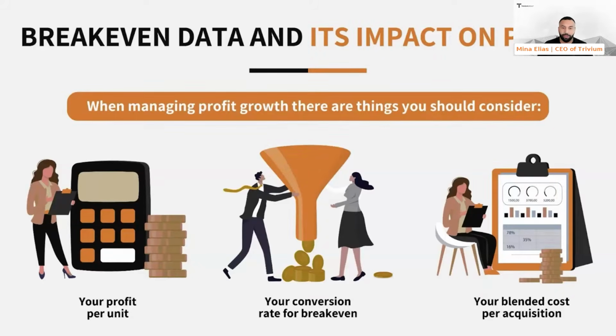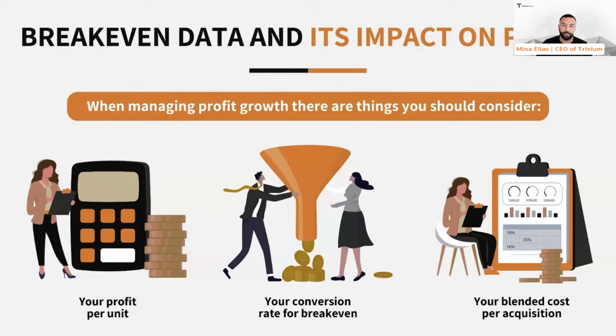So when managing your profit growth, there's important things that you can consider. Your profit per unit is a very important metric. How much money are you making per unit before ads, right? Like, what is that number? How much room do we have to play with in terms of margin? Dollar amount, right? Not just percentage. What's your conversion rate for you to break even? So at what conversion rate do you need to be so that your ads essentially spend your entire profit per unit, but not more? And then what is your blended cost per acquisition?